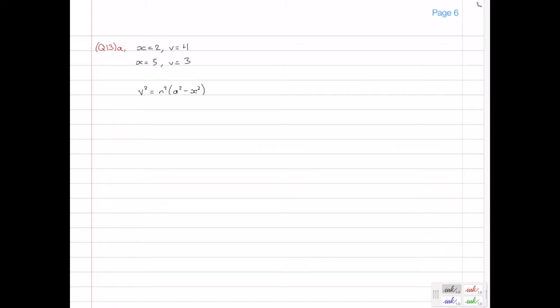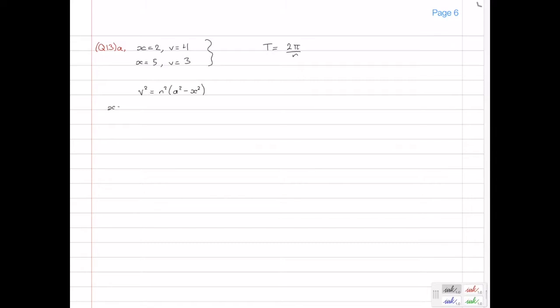So we're going to use this and these two bits of information. But let's just keep in mind what we're trying to find. We're trying to find the period of motion, and the period is given by 2 pi on n. So really what I'm trying to do is work out what n is so I can substitute it into that formula. Anyway, let's go ahead and sub this data given in the question into our formula here.